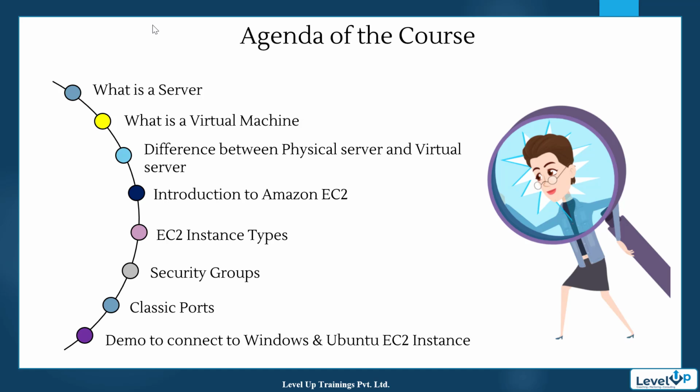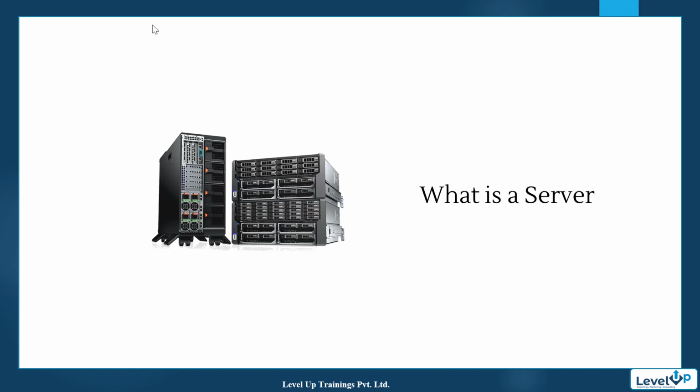We'll look into security groups. We'll understand some of the ports, and we'll do a demonstration of how to create a Windows EC2 instance and an Ubuntu EC2 instance. That is what we're going to discuss in this particular chapter. First, let's start with what is a server.